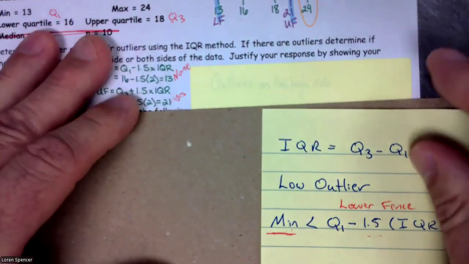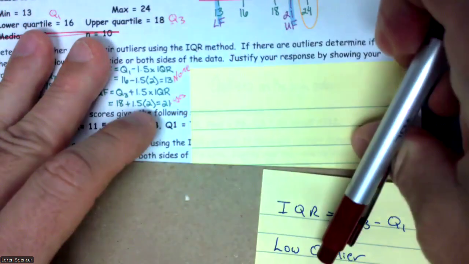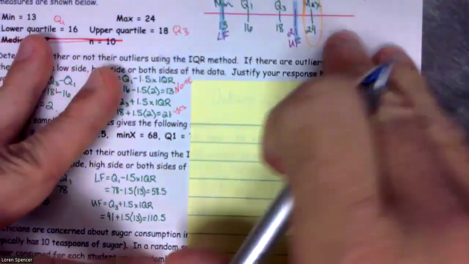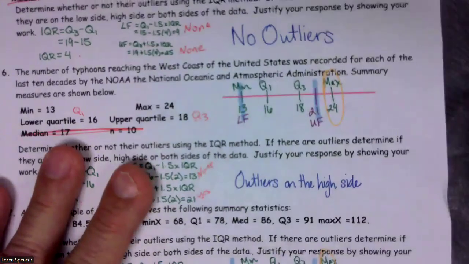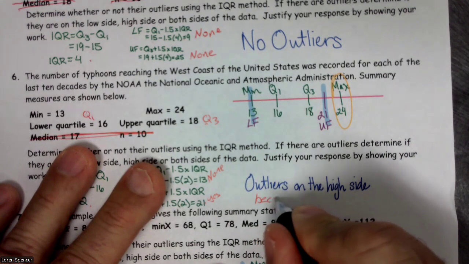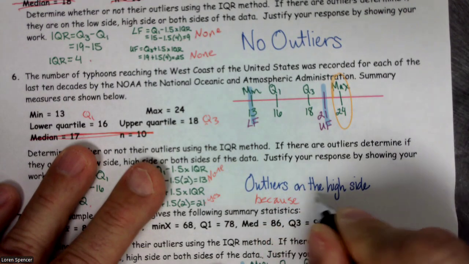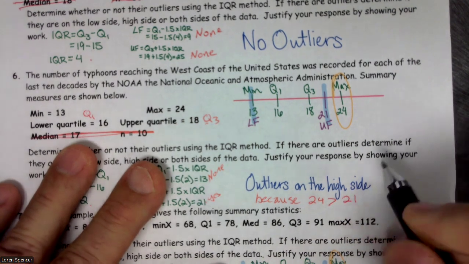All right, we have an outlier on the high side. And the reason we have an outlier on the high side is because 24 is greater than 21. All right.